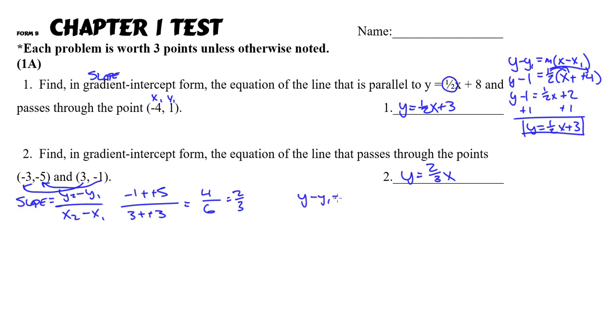y minus y1 equals m times x minus x1. And then we know that our slope is 2/3. And then we got x minus and y minus. And then we can choose either one of these 2 numbers. I'm going to choose this one because it only has 1 negative in there. So this is going to be my x1. That's going to be our y1. So it's y minus -1 and then x minus 3.